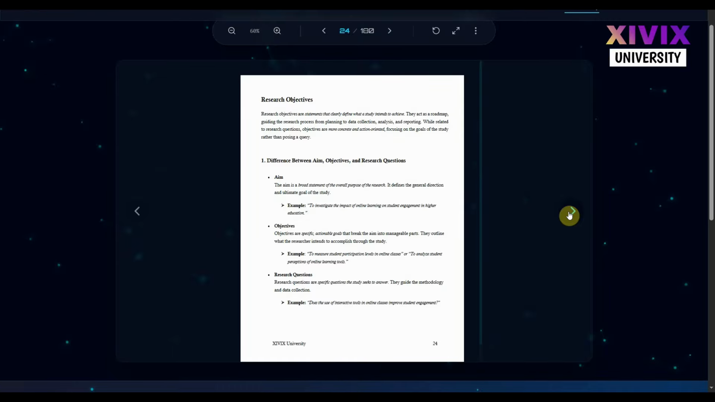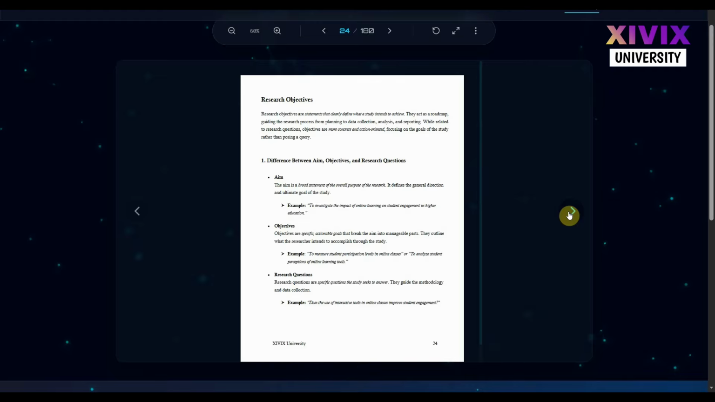And the research questions are specific questions the study seeks to answer. They guide the methodology and data collection process. So here we have an example. Does the use of interactive tools in online classes improve the student engagement? So that is the question.